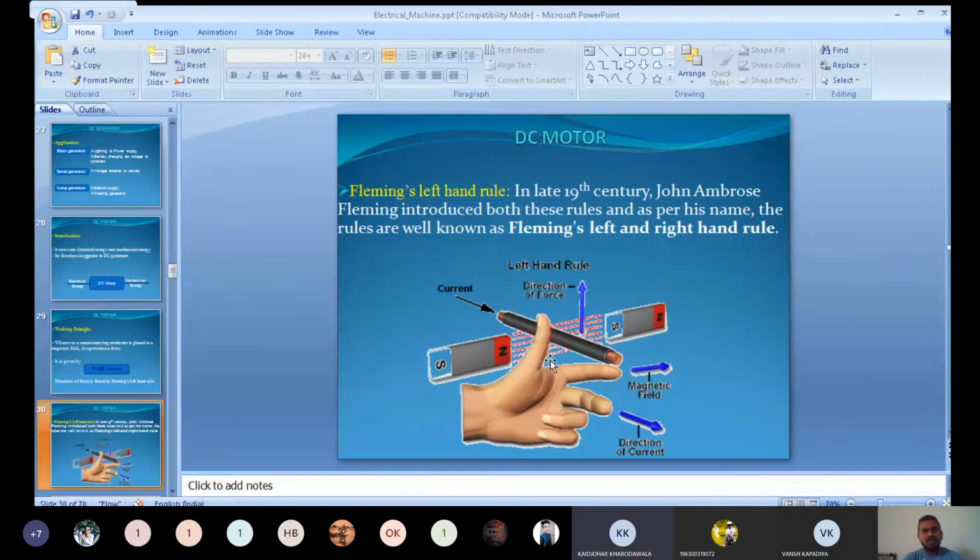Okay, okay. So we have Fleming's left hand rule. In the late 19th century, John Ambrose Fleming introduced Fleming's left hand rule and Fleming's right hand rule. Fleming's right hand rule is applicable to DC generator, whereas Fleming's left hand rule is applicable to DC motor. Here the figure of the rule is shown.